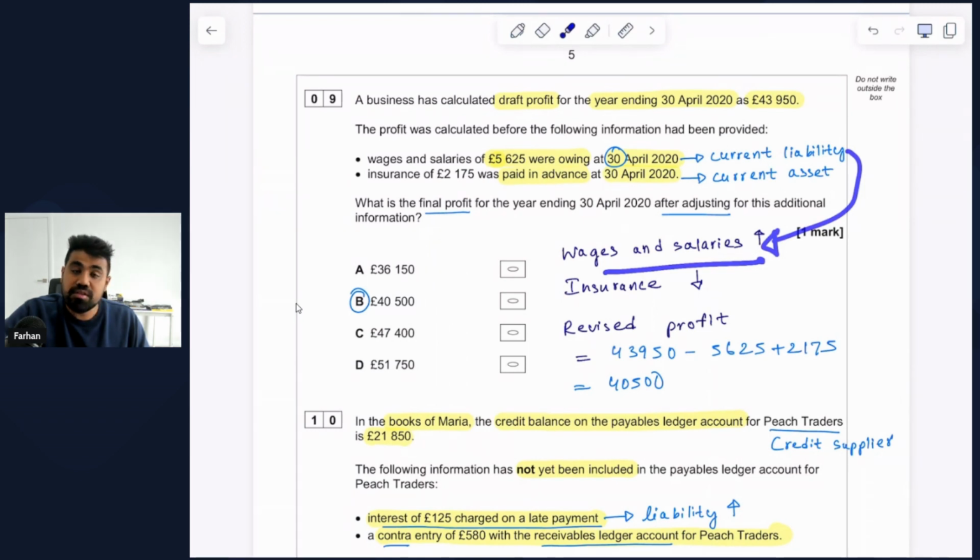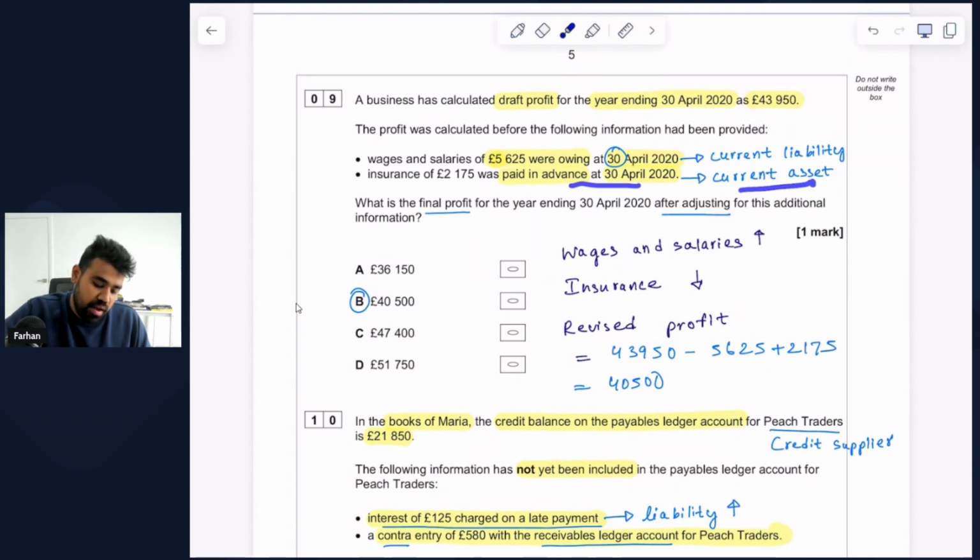The amount of 5,625 being a current liability refers to a present obligation that the business has, or the payment that the business has yet to make to its employees. Then we have insurance paid in advance, so that is a current asset. It hasn't been consumed in the current financial year ending 30 April 2020. It will be consumed in the next financial year, which means this actually reduces the expenses that we have shown for insurance and therefore should be subtracted, and therefore shows a reduction here, as you can see with the arrow pointed downwards.